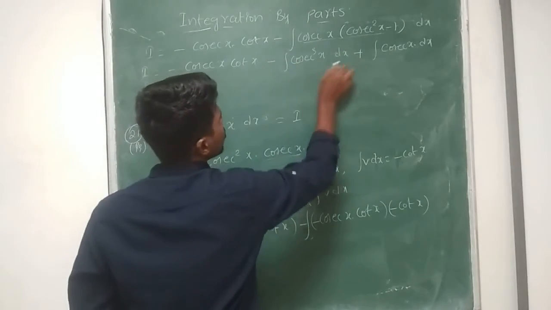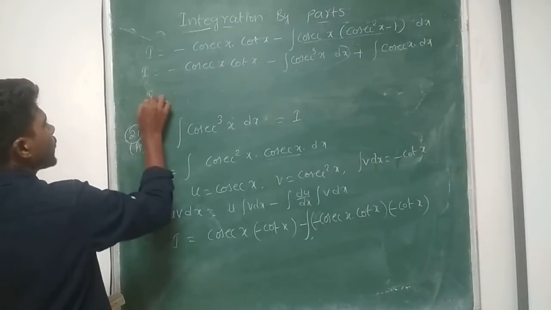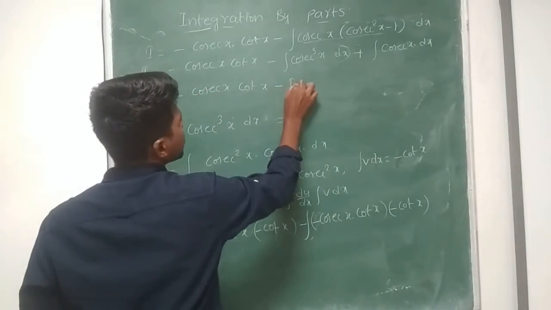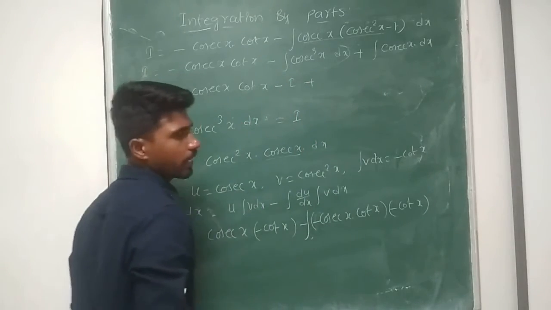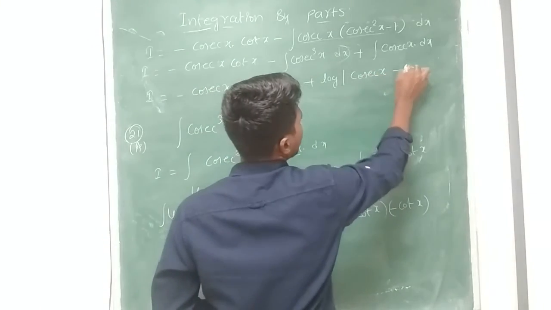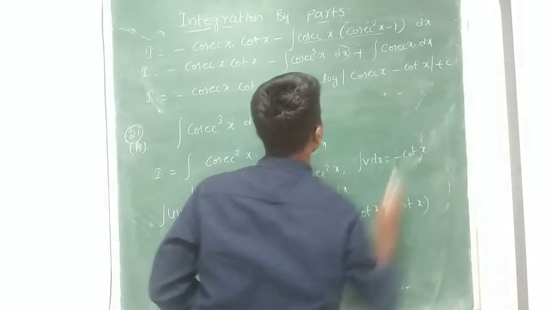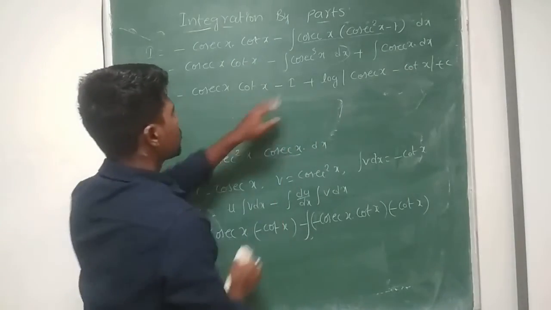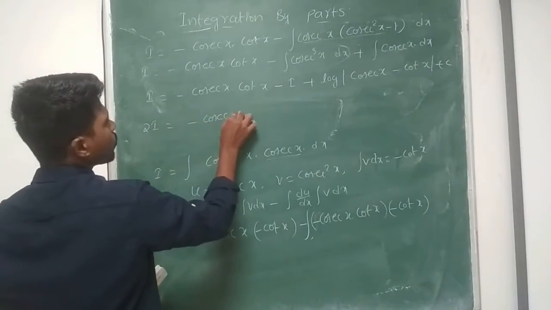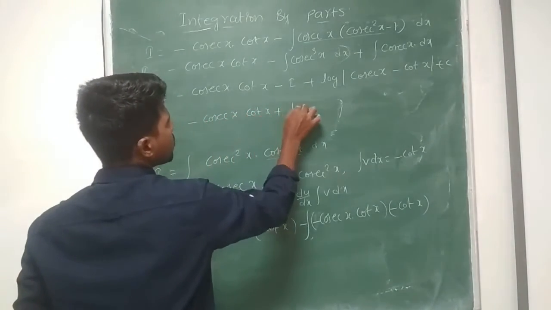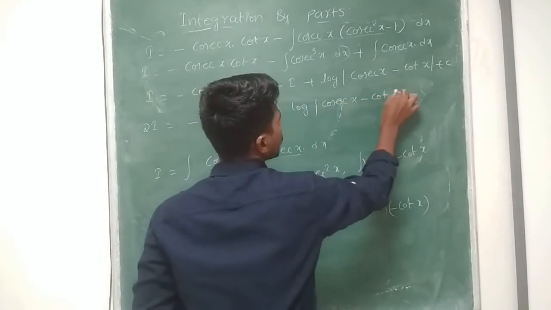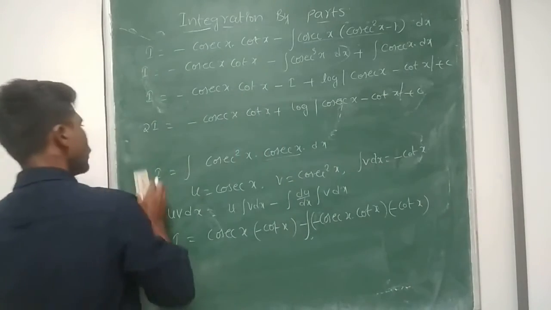So again integral cosecant cube x can be replaced as I. So I get I is equal to minus cosecant x into cot x minus I plus integral cosecant x, which is log modulus of cosecant x minus cot x, plus c. So if I transfer this minus I to the left side, I get 2I is equal to minus cosecant x into cot x plus log modulus of cosecant x minus cot x plus c. I want only just I.